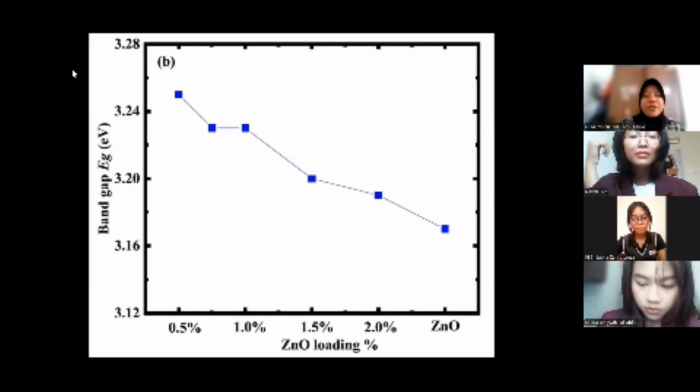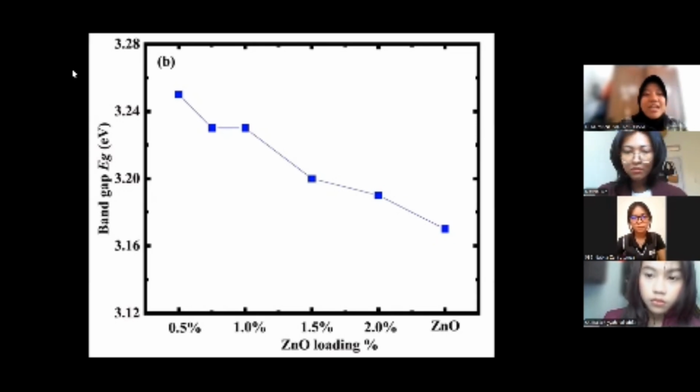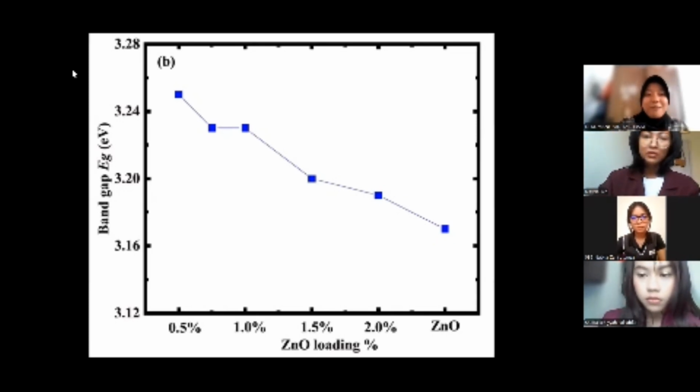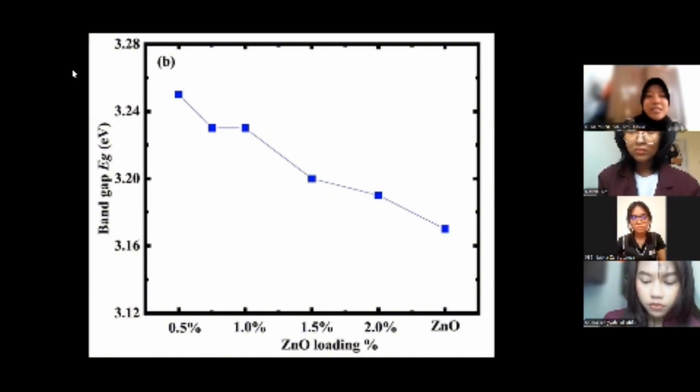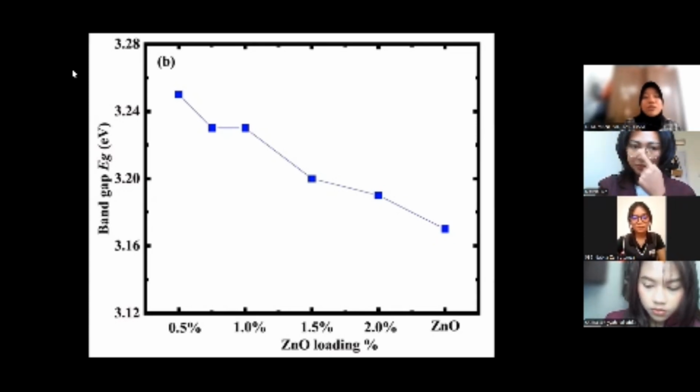The graph illustrates the variation in the band gap energy, or Eg, of a material as a function of ZnO, or zinc oxide, loading percentage, ranging from 0.5% to pure ZnO. The vertical axis represents the band gap energy in electron volts, or eV, while the horizontal axis shows the ZnO loading percentage. The general trend indicates a gradual decrease in band gap energy with the increase in ZnO content.